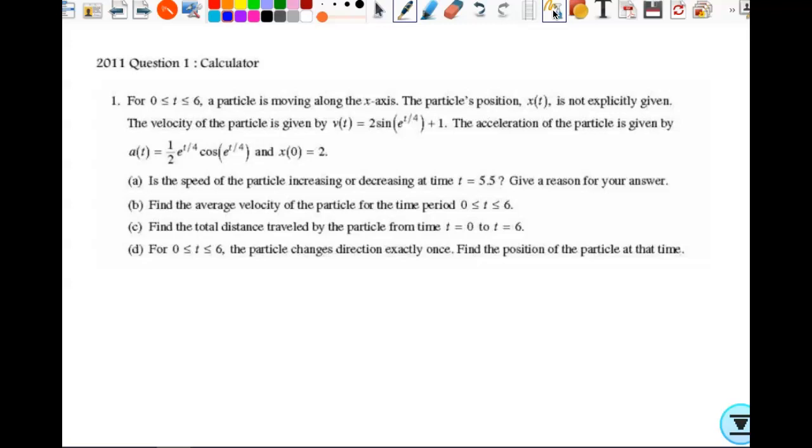Now, when you do this, you can't call them v of t and a of t. It's f1 of x, f2 of x. So we're going to put v of t. This is going to be your f1 of x. And then a of t, this is going to be your f2 of x. Okay, so that's like the first thing you do.